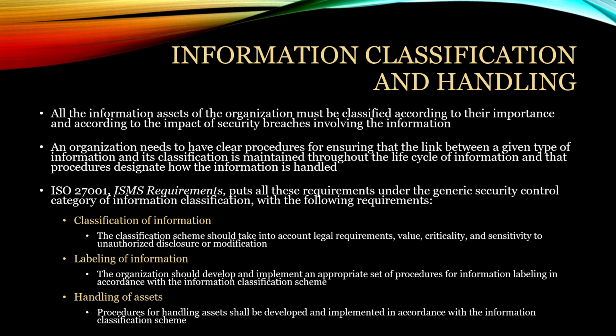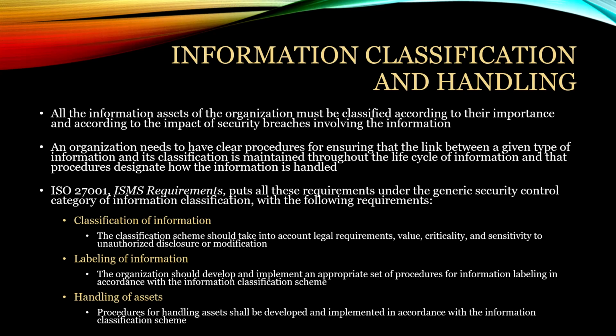According to ISO 27001, part of the ISMS requirements are putting all 3 of these requirements under security controls. So again, classification, and that's the scheme that should take into account the legal requirements, the value, the criticality, and the sensitivity to unauthorized disclosure or modification of said object. Second, labeling of information, and that's how the organization develops and implements an appropriate set of procedures for information labeling in accordance with the classification scheme. So classification scheme is first, then labeling.